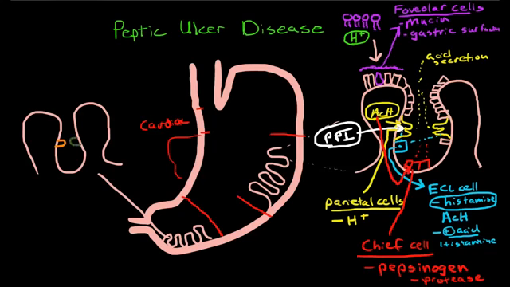So the G cell, let me be consistent with my colors. The G cell is stimulated by the presence of amino acids.